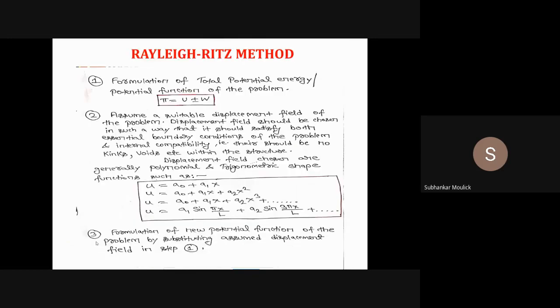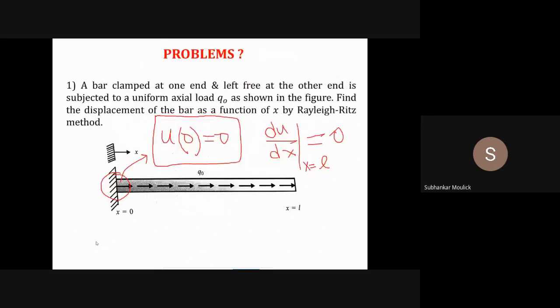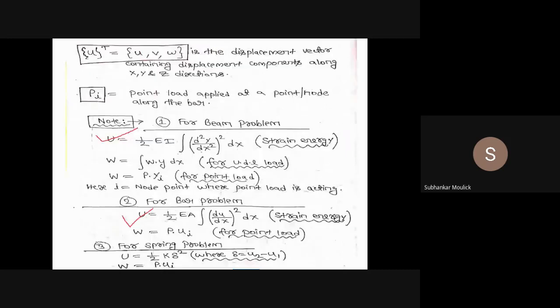See the problem? This is the problem. So the second one, I think. Why the second one? Why not the first one? Because it is a beam problem, if continued, the first one is applicable for a beam problem.